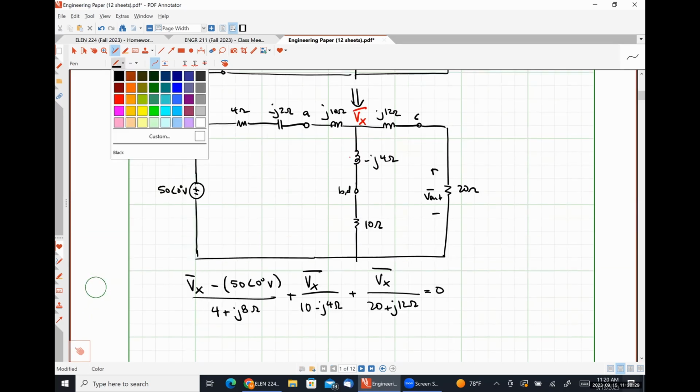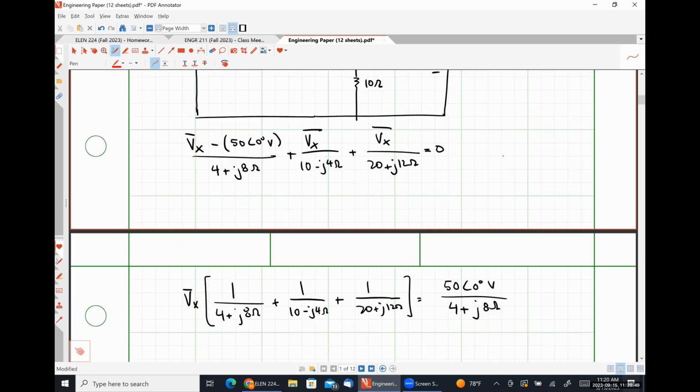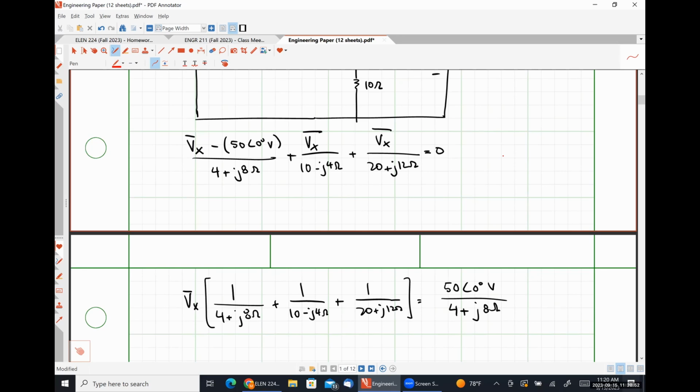So it is this current plus this current plus this current, Kirchhoff's current law, where I'm treating this bottommost node as a reference. 50 angle 0 divided by 4 plus 8i, storing that as x. Then 1 over 4 plus 8i plus 1 over 10 minus 4i plus 1 over 20 plus J12, storing that as y.